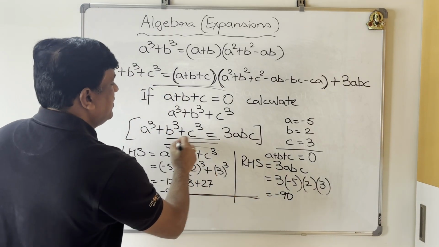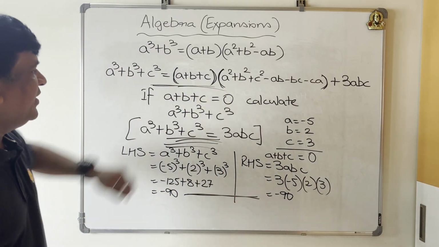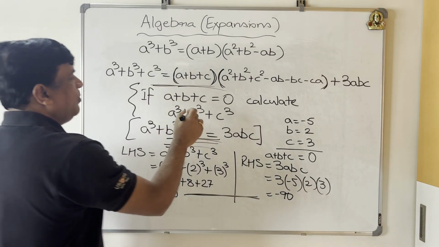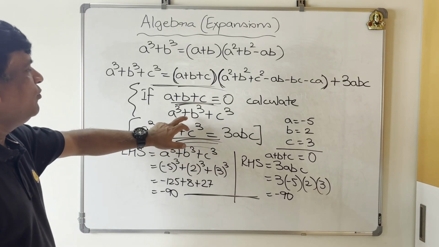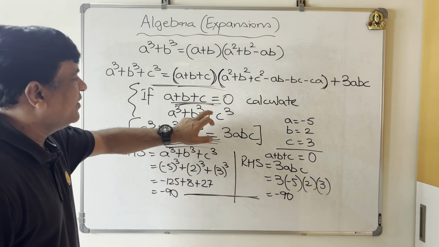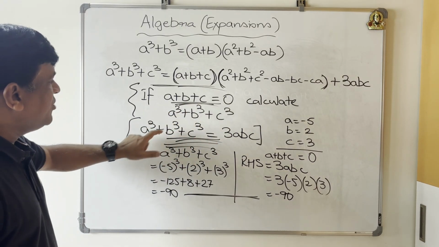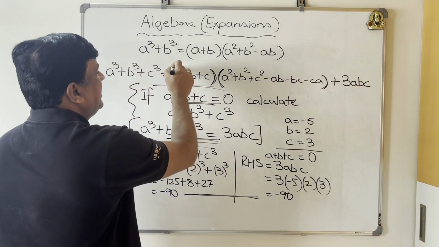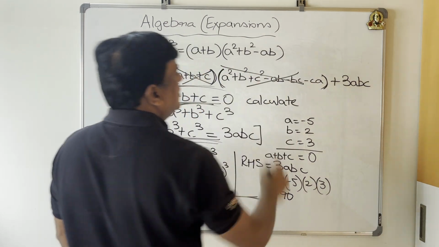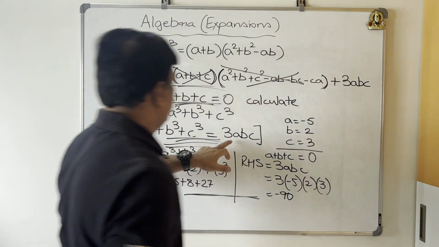So this is the identity. Remember this one very well because you're going to get a lot of problems with this particular condition. If a plus b plus c equals 0, give me the value of a cube plus b cube plus c cube. So a cube plus b cube plus c cube will become equal to 3abc because this entire thing becomes 0. 0 times something is 0, and 0 plus something is always that value.